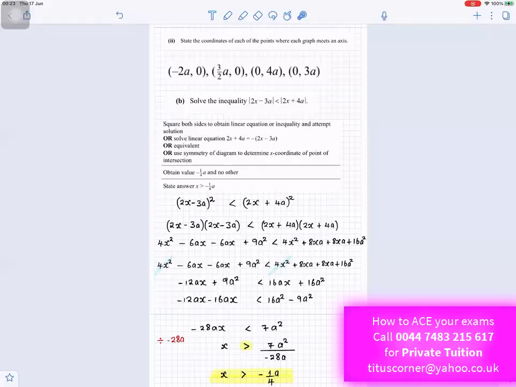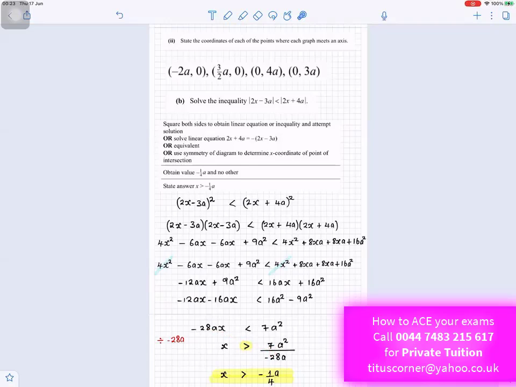Now you take 9a squared to the right-hand side, it becomes minus 9a squared. And 16ax comes to the left, it becomes minus 16ax. So that gives you minus 28ax is equal to 7a squared. We divide by minus 28a.